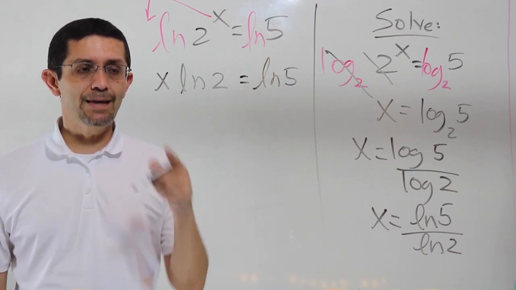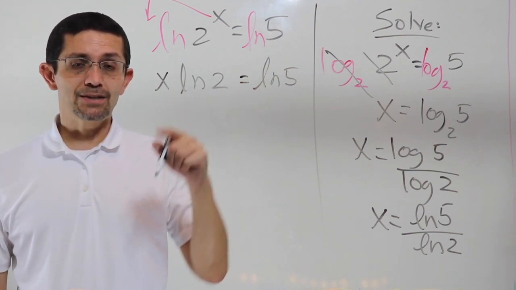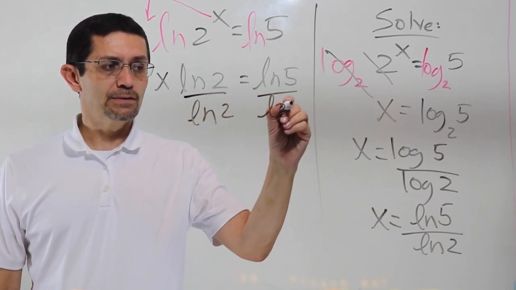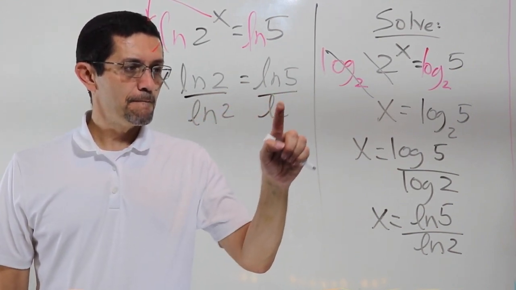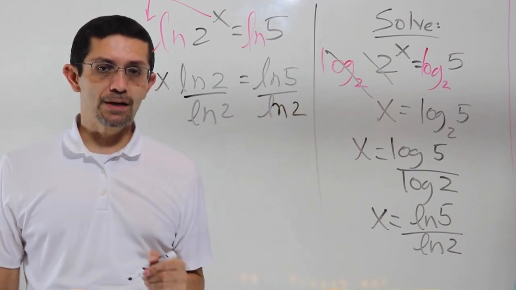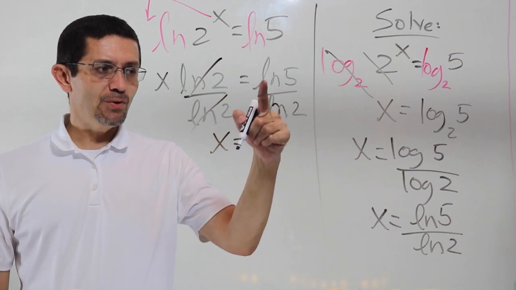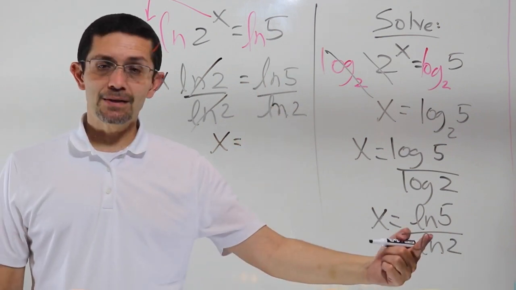And from here I can find the value of x. I want to cancel ln of 2, so I have to divide ln of 2 on both sides. ln of 5 divided by ln of 2 gives me x. And if you notice, look at this answer. It's the same as that answer.